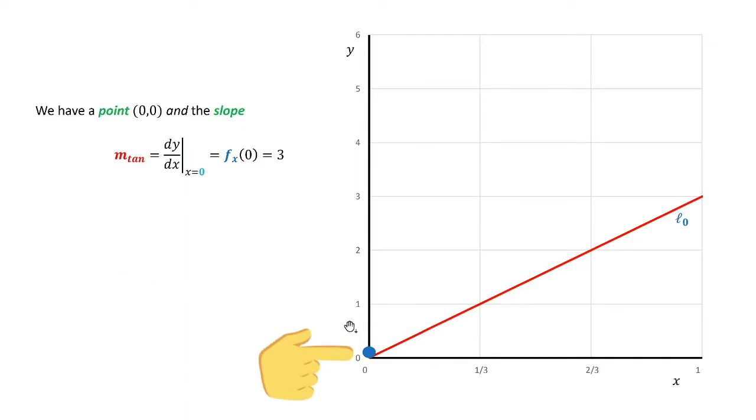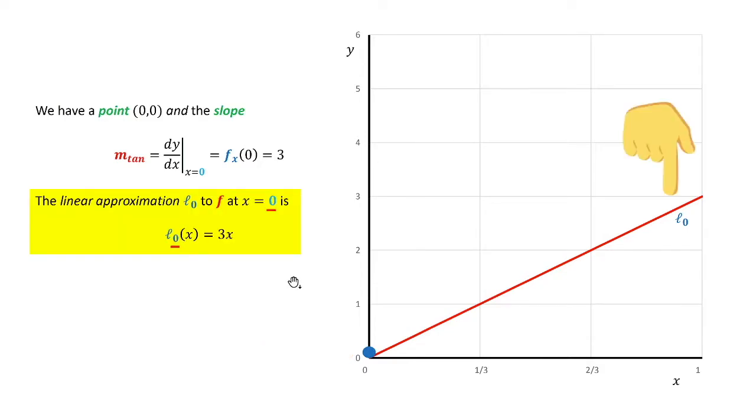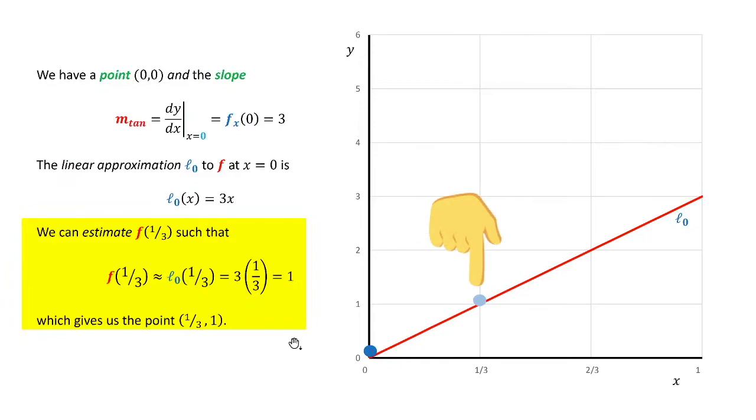Suppose you say this is the approximation from 0 to 1. I can do better than this. So anyhow, this is my linear approximation. I'm going to call it L0, right? The 0 is going to mean it's based on x equals 0 to start with, right? And that's 3x. All right? So what can I do with this?